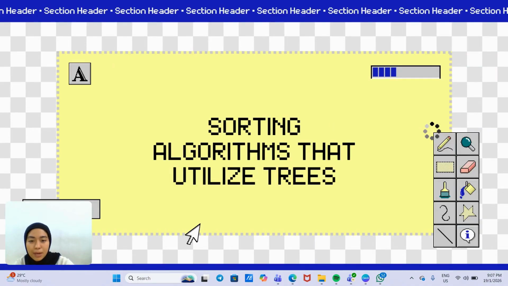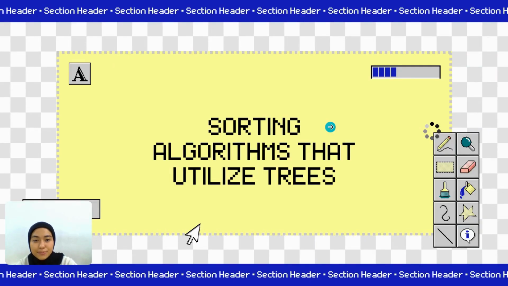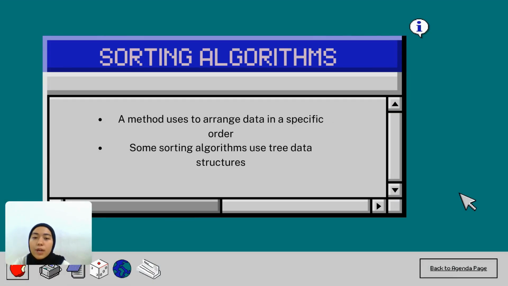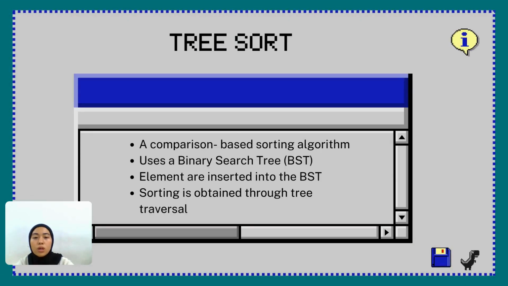Next, I will explain sorting algorithms that utilize trees. Before explaining the examples, a sorting algorithm is a method used to arrange data in a specific order. Some sorting algorithms use a tree data structure as a tool to organize and sort data efficiently. The first example is tree sort. Tree sort is a comparison-based sorting algorithm. It uses a binary search tree, which is BST. Elements are inserted into the BST, and the sorted order is obtained through tree traversal.